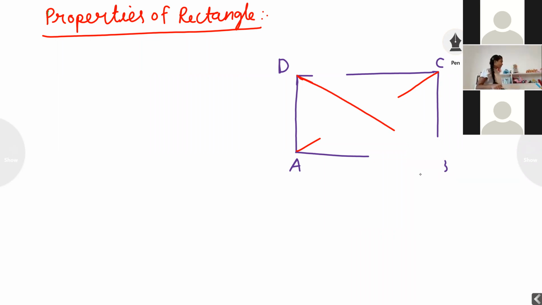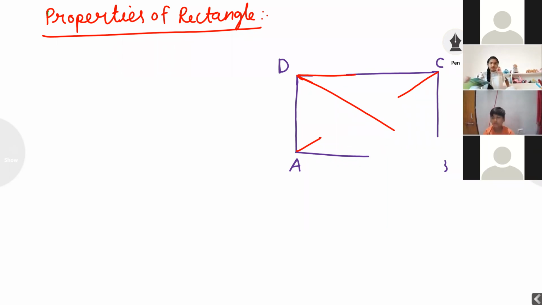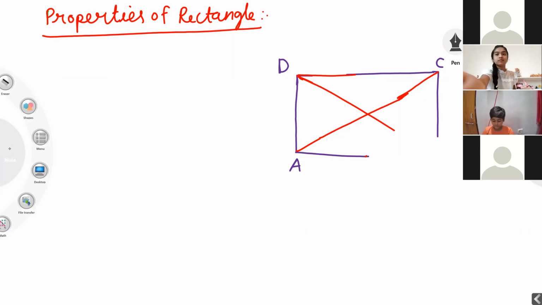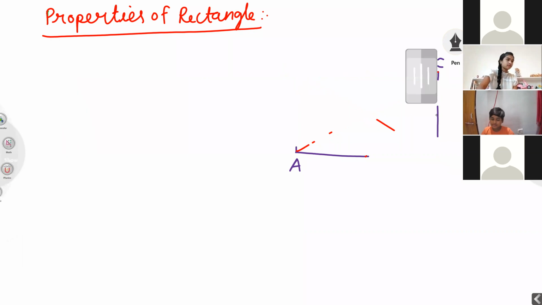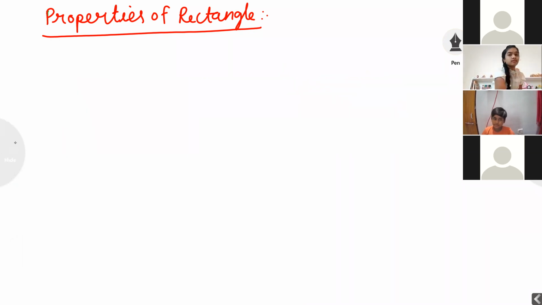Properties of rectangle. What is first property? Opposite sides are equal or not equal? What is properties of rectangle? First property, opposite sides.